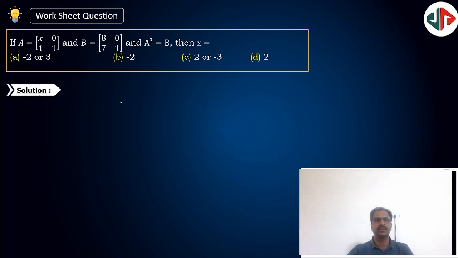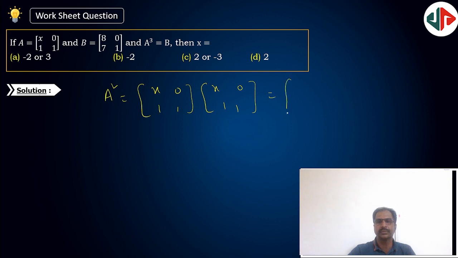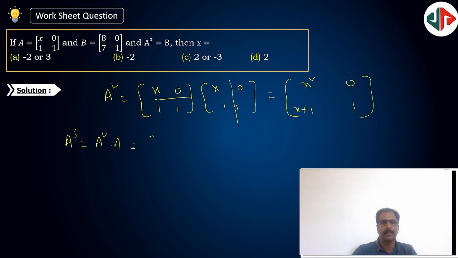Matrices A and B are given. A cube is given as B. How to find A cube? First find A square. Multiply these two. This is A square. How to find A cube? A square into A. Multiply these two.